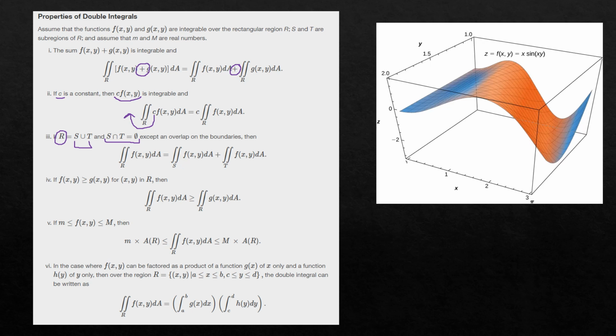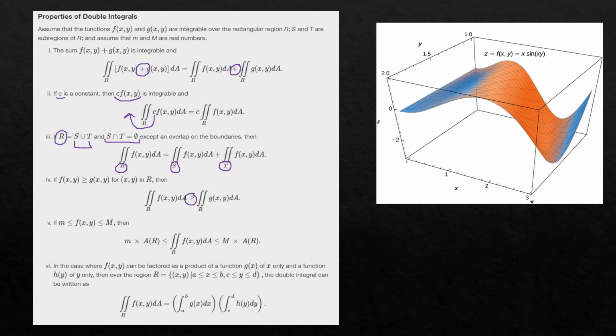Okay, so that is okay. Then we can split this integral. Notice here the area that we're integrating over is R, and now we're splitting this into a sum of two integrals where we're integrating over S and then over T. Okay, the next property says that if f is greater than or equal to g on the entire region R, then so is the integral.